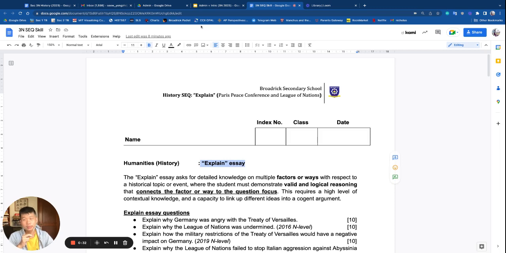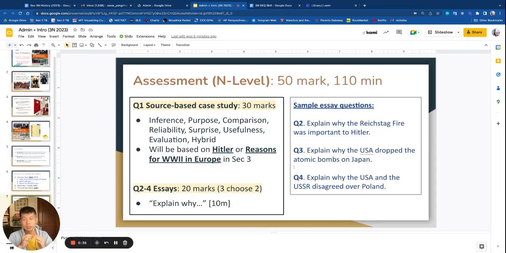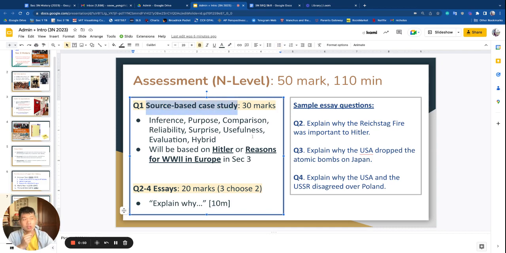So just to contextualize, why are we learning this skill? In N-level history, you will be tested on a 50-mark paper, and there are two sections. Section A is a source-based case study. You will be given sources from a selected topic, and then you will have to demonstrate your skills. The source skills tested include inference, purpose, comparison, reliability, surprise, and so on. And these will be taught to you over the course of the year.